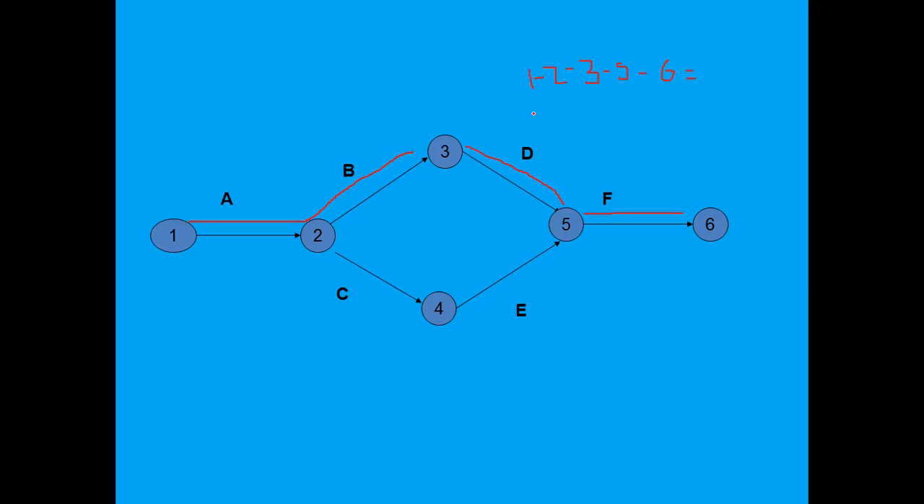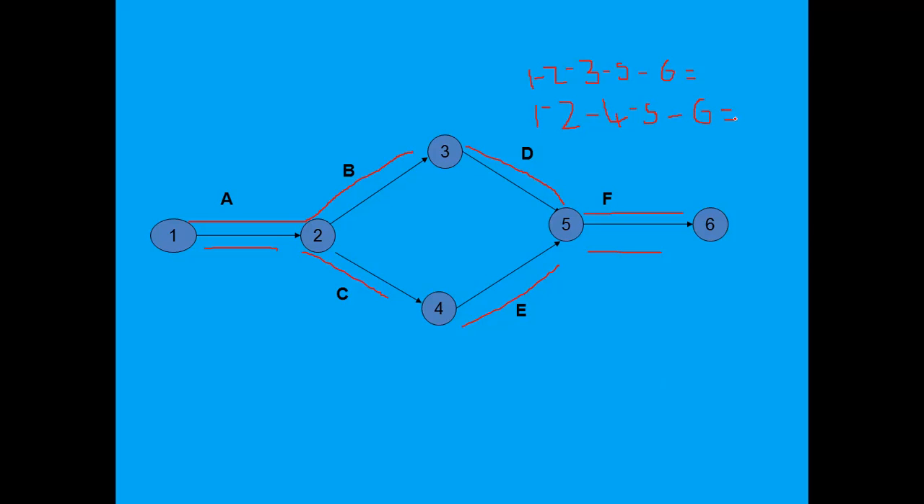Next, how is another one completed? 1 to 2, 2 to 4, 4 to 5, 5 to 6. So 1 to 2, 2 to 4, 4 to 5, 5 to 6. These are the two ways of completing the project.